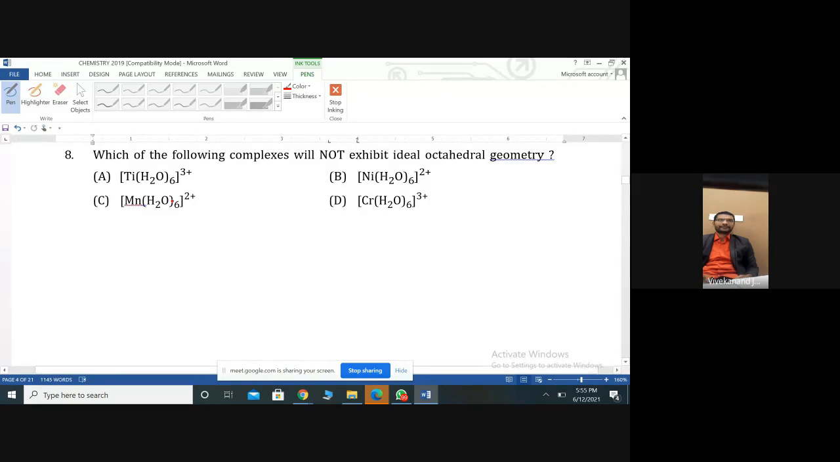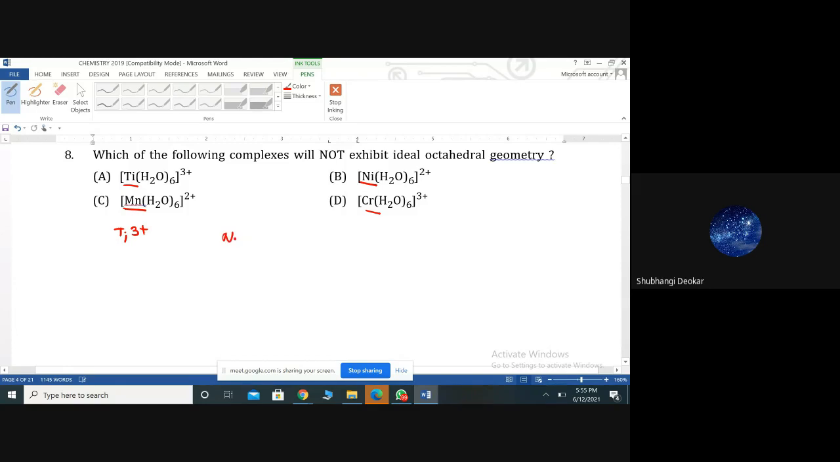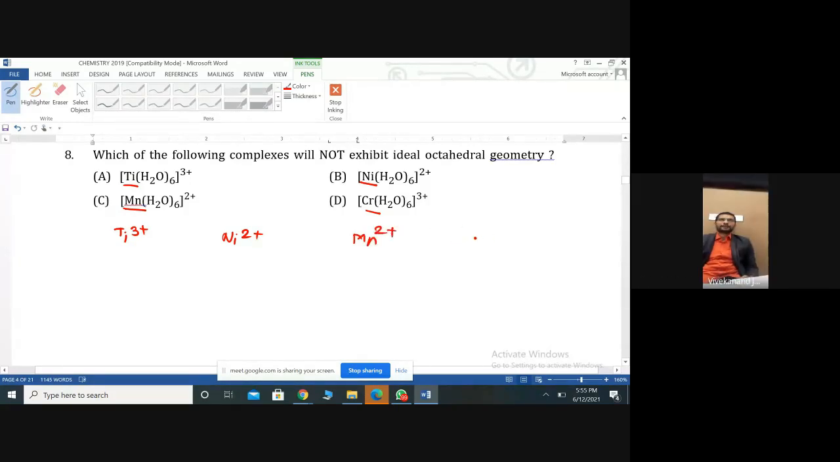Okay, I will give the hint. Can you find out the oxidation state for each element? For the first one, what will be the oxidation state? Plus 3. Second one, plus 2. Third one, plus 2. Fourth one, plus 3.